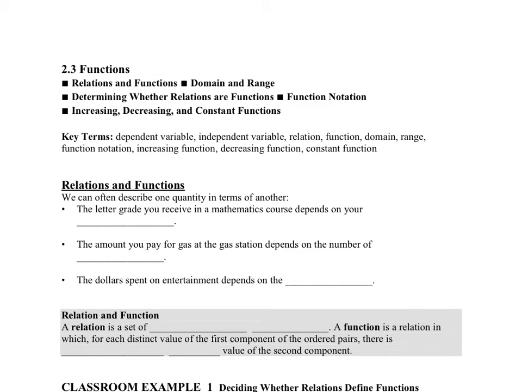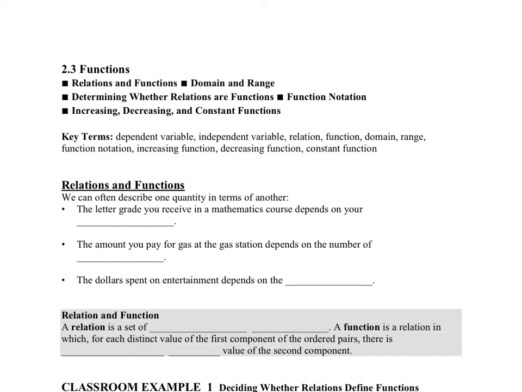In this lesson, we will try to determine the difference between a relation and a function, and we'll begin learning a variety of things that we should understand about functions. So to begin with, if we can describe one quantity in terms of another, that means there is some sort of relation between the two. In other words, you could make a pairing between two things.